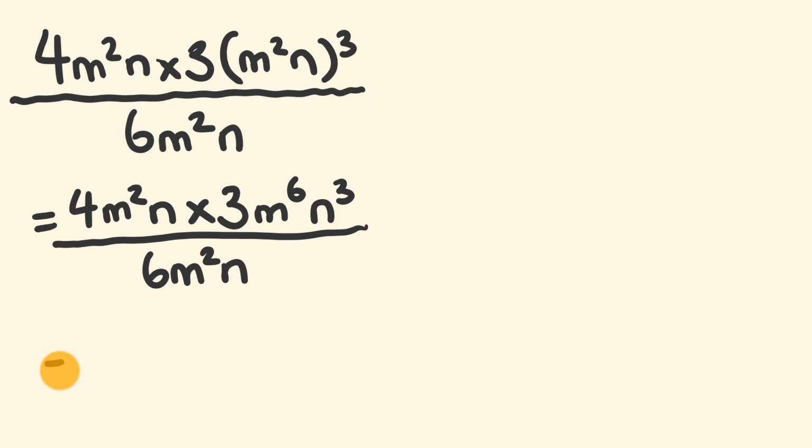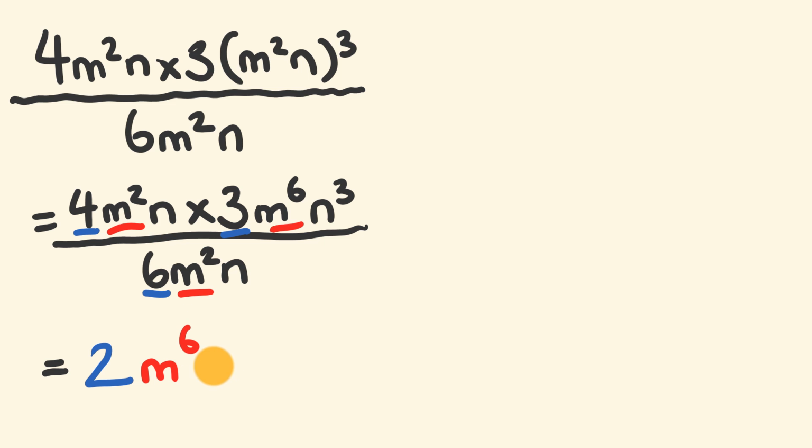So let's go and finish this off now. So what does this equal? First off, we're going to start with the coefficients here. The coefficients, we have 4 multiplied by 3 divided by 6. 4 times 3 is 12, divided by 6 is equal to 2. Now let's have a look at m. So we have m squared multiplied by m to the power of 6 divided by m to the power of 2. So 2 plus 6 is equal to 8, minus 2 is equal to 6.